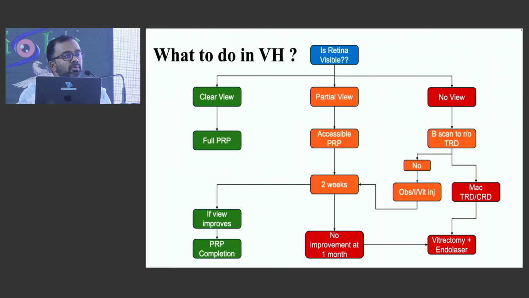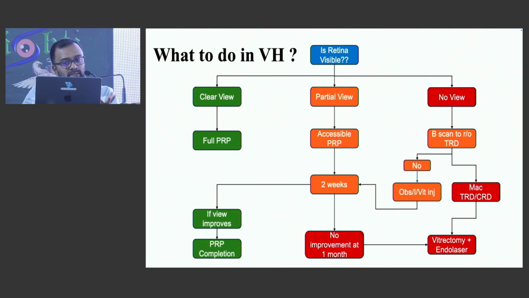Now, what happens when you have a vitreous hemorrhage? The flowchart I usually like to follow is, if your view is good, then you do a full PRP. Now, if you have a partial view, you can do an accessible PRP to the visible areas and reassess the patient after 2 weeks. If the view improves, you can very well do your completion of the PRP. If still the view is bad or if it worsens, your options are vitrectomy and endolaser.